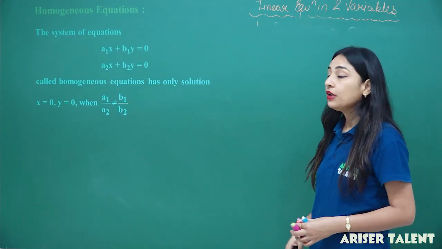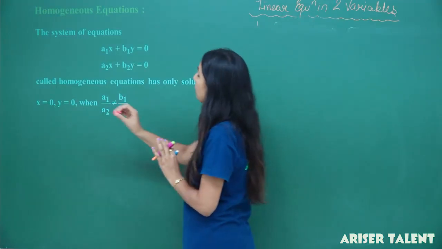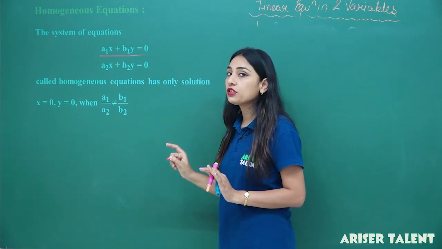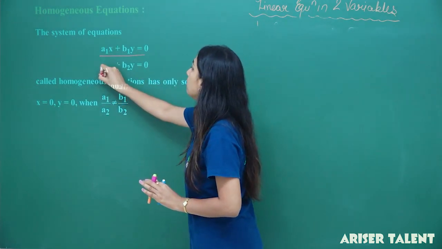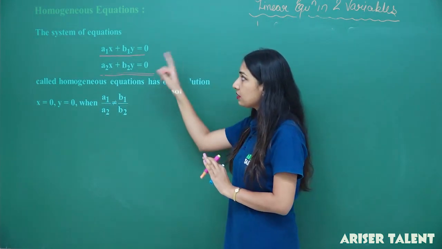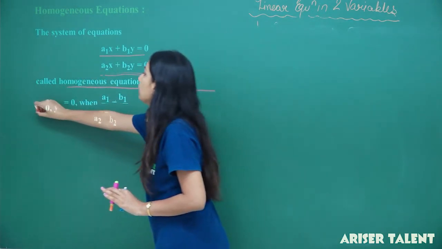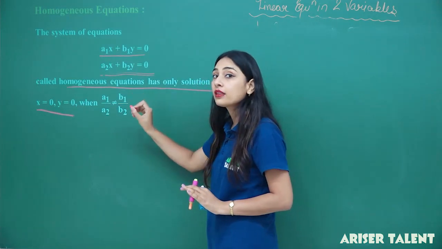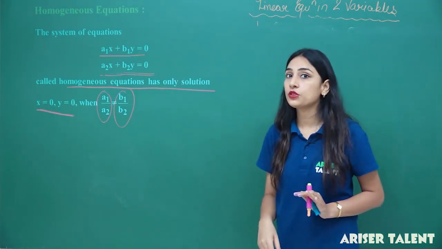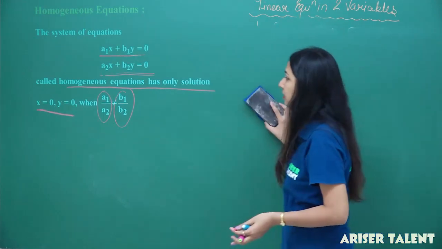Homogeneous equation. We are having a homogeneous equation. The system of equations a1x plus b1y equals 0 and a2x plus b2y equals 0. This is the system of equations. It's called a homogeneous equation, and it has only the solution x equals 0 and y equals 0 when this proportion is not equal to this proportion. This is what? Homogeneous equation. Okay, understood? Alright, let's move forward.